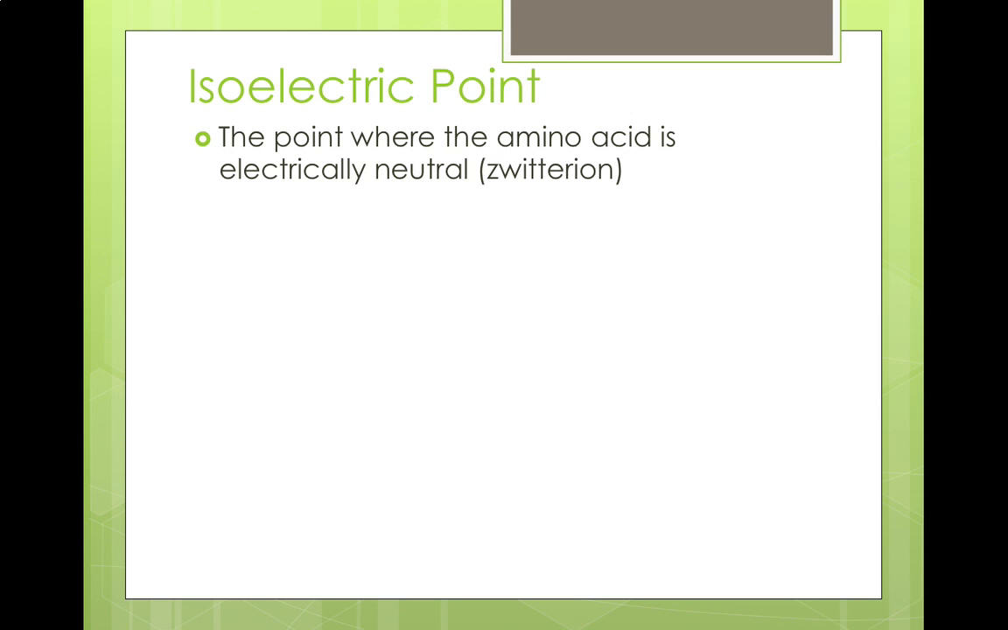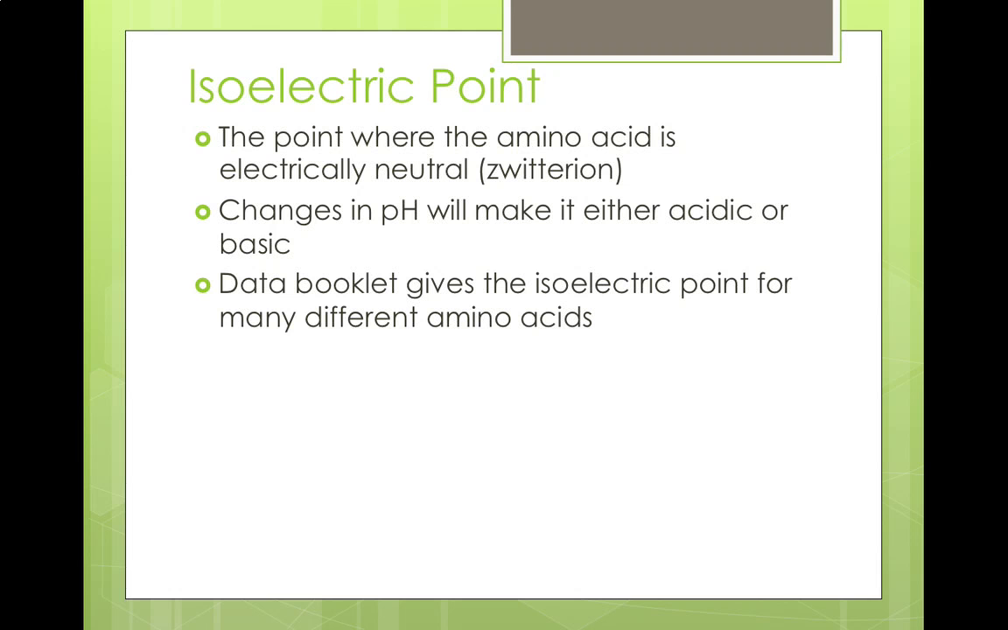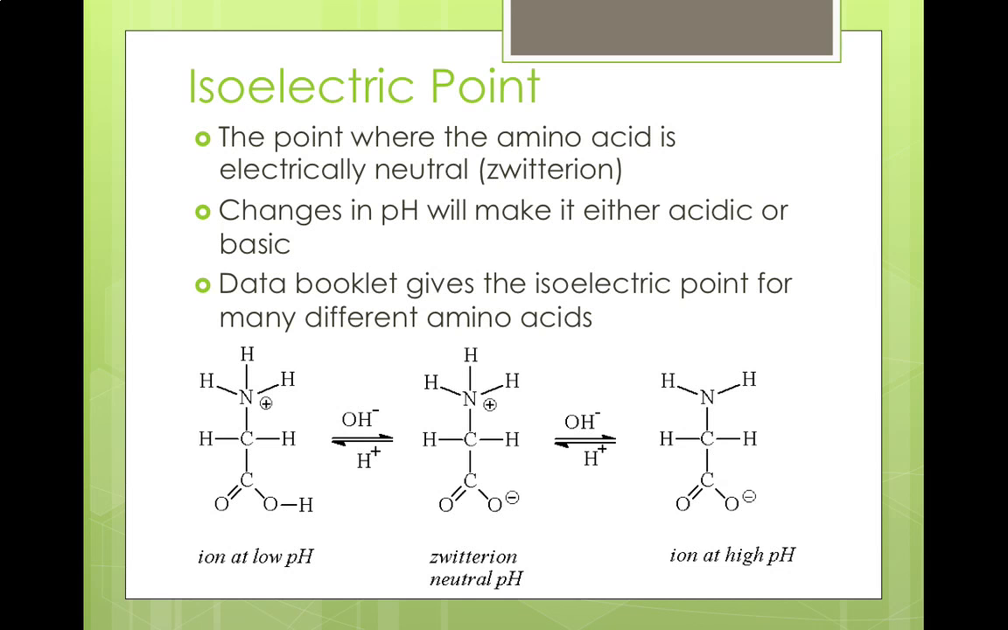So we're talking about the Zwitterion here because it's got the positive end and the negative end, and so those cancel each other out to be neutral overall. If I change the pH around it, I'm going to make this Zwitterion either acidic or basic, and that's using the equations that we saw 2 slides ago. The data booklet gives all of the isoelectric points that you need for any of the amino acids that it's going to be asking you about on the exam, so make sure to utilize your data booklet when you're working on paper 3.